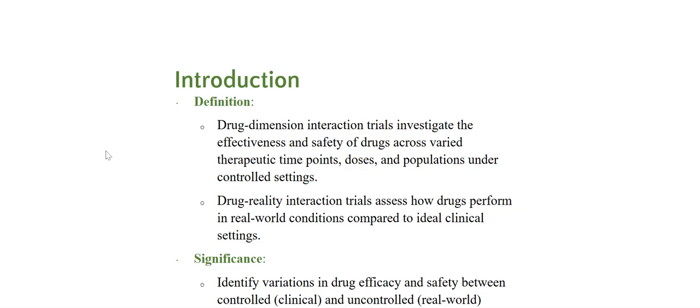Introduction. Definition. Drug dimension interaction trials investigate the effectiveness and safety of drugs across varied therapeutic time points, doses, and populations under controlled settings. Drug reality interaction trials assess how drugs perform in real world conditions compared to ideal clinical settings. Significance. Identify variations in drug efficacy and safety between controlled clinical and uncontrolled real world environments, ensure broad applicability of therapy outcomes while safeguarding patient safety.